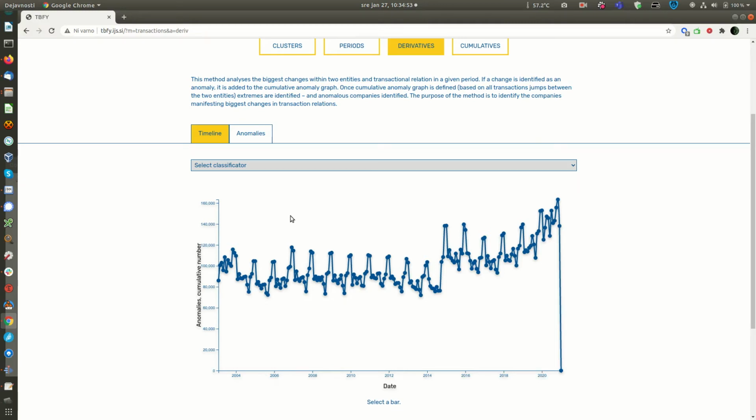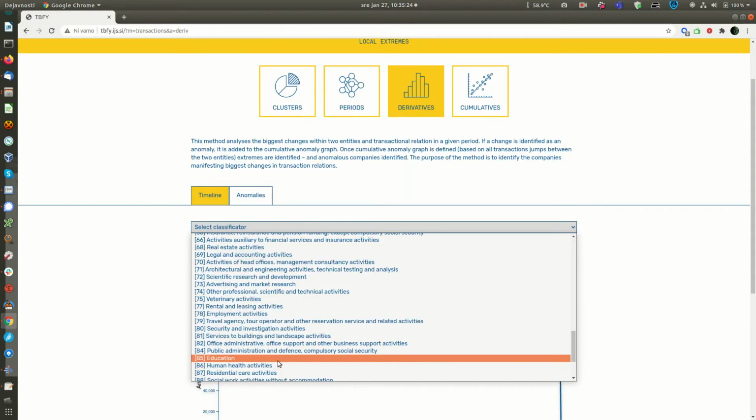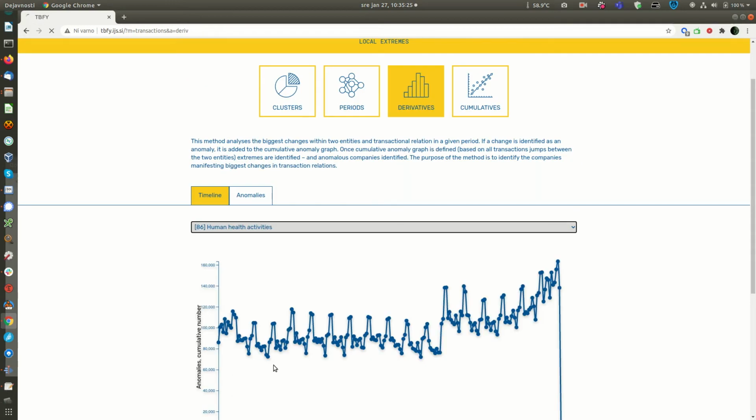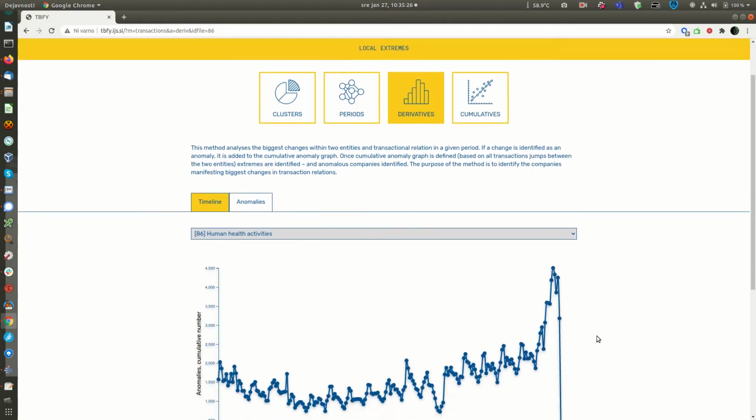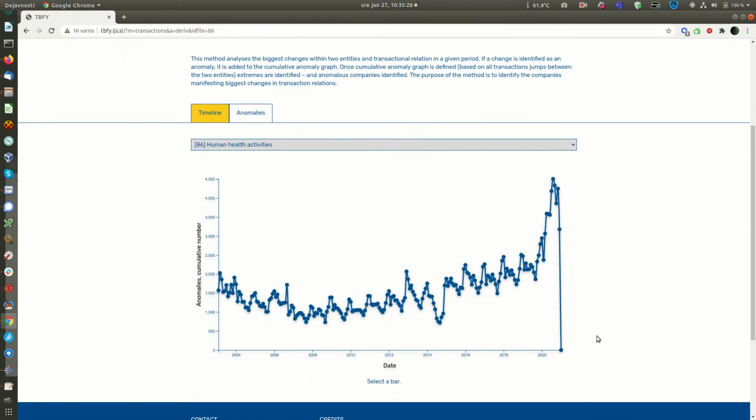On a graph, we can see how the number of anomalies in public spending increased every beginning of the budget year after local and parliamentary elections and so on. We can also see a change after 2014 when Slovenia overcame the economic crisis. If we select human health activities, we can also see the rise of cumulative anomalies during the COVID pandemic.